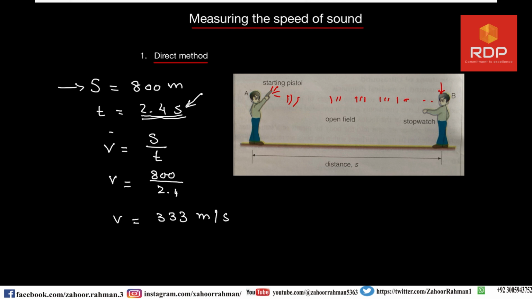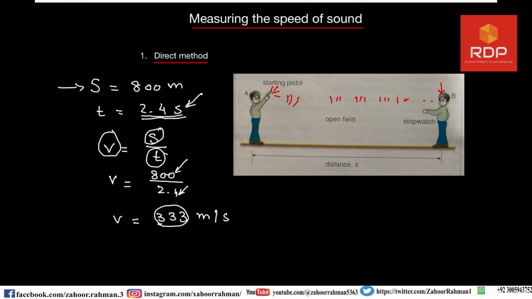Then we have to use this formula. Speed is equal to distance per unit time. The distance in this case is 800 meter and the time is 2.4 second. So after necessary calculation, we will get 333 meter per second is the value, which is very much nearer to the theoretical value.